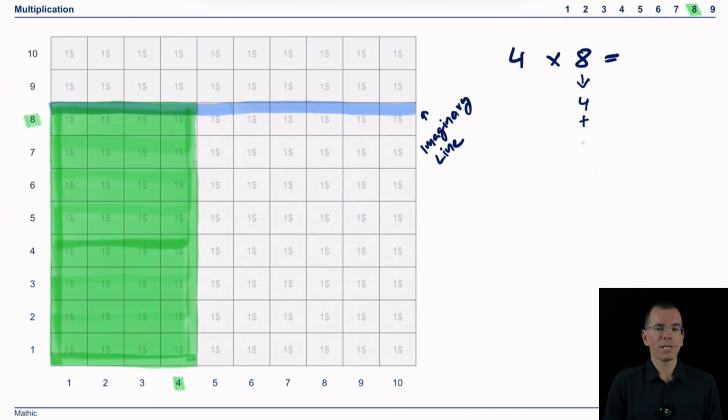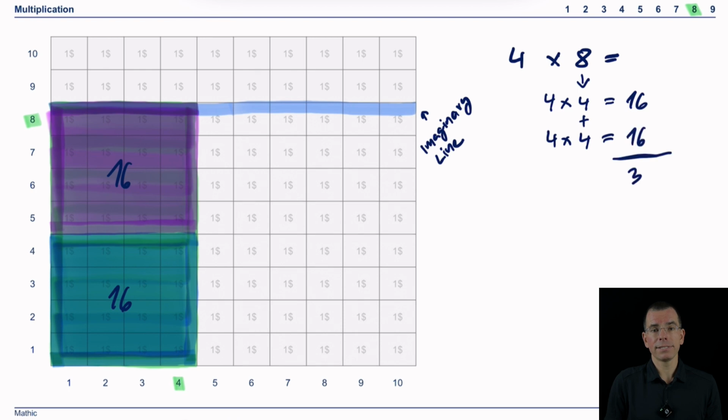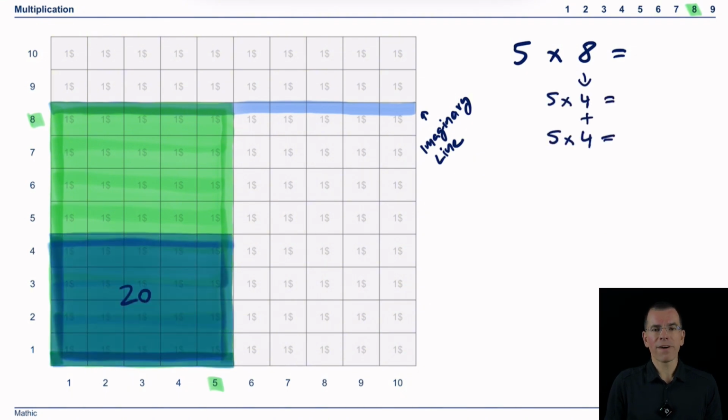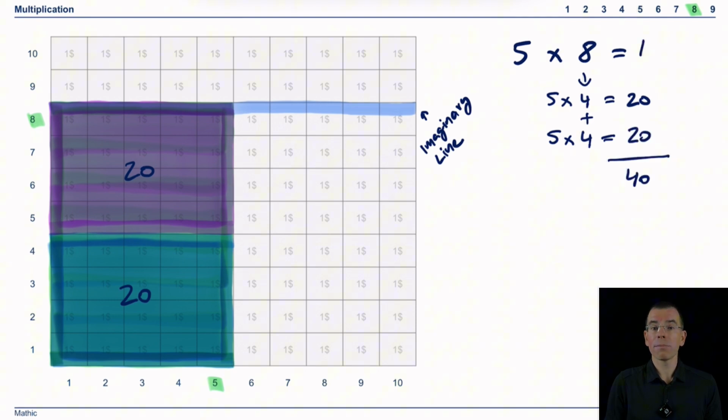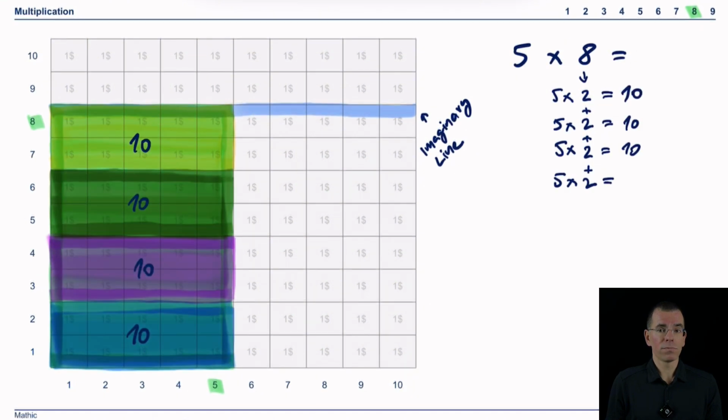Alternatively, we can split 8 into 4 plus 4 and calculate 4 times 4 plus 4 times 4. That is 16 plus 16 equals 32. 5 times 8. As 8 is 4 plus 4, we can multiply as 5 times 4 plus 5 times 4, which equals beautiful number 40. Or, as 8 is 2 plus 2 plus 2 plus 2, we can multiply in 4 steps, multiplying 5 times 2, 4 times.